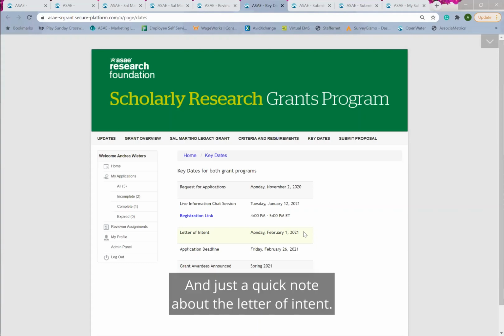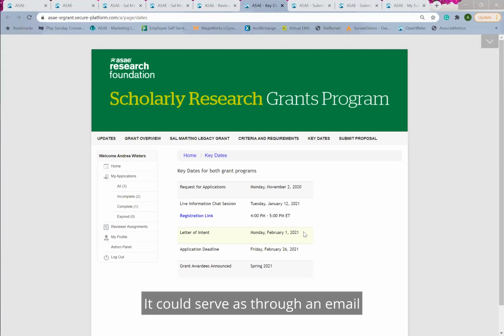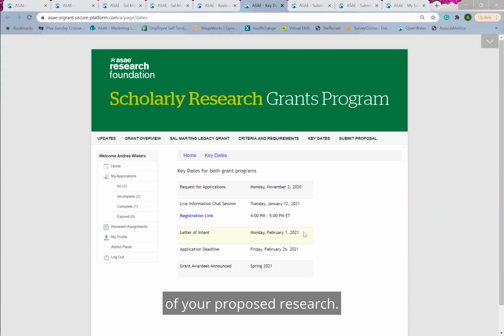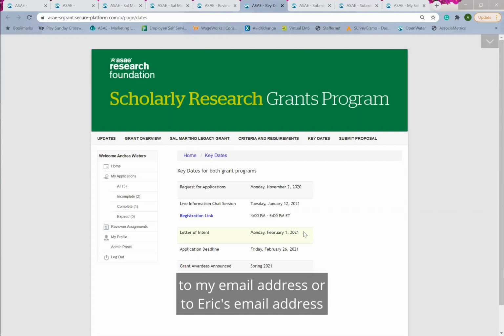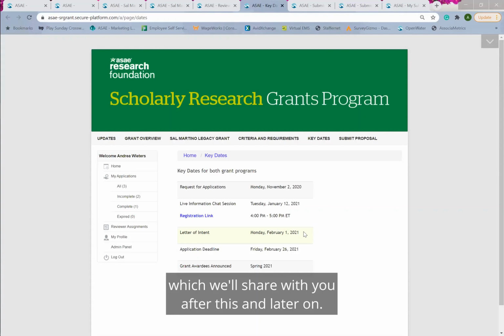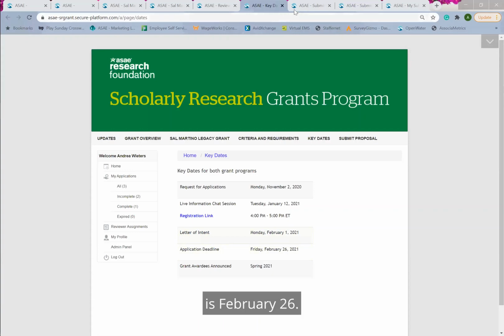And just a quick note about the letter of intent. It's not very long. It could be an email that basically tells us who you are, where you're from, your intent to apply, and a brief overview of your proposed research. That's it, and it can be sent to my email address or to Eric's email address, which we'll share with you after this. And finally, note that the application deadline is February 26th.